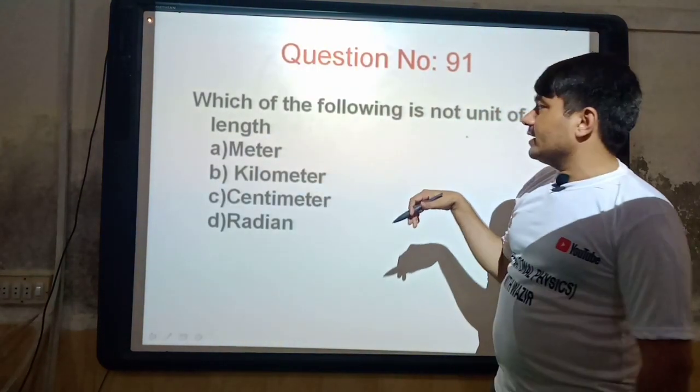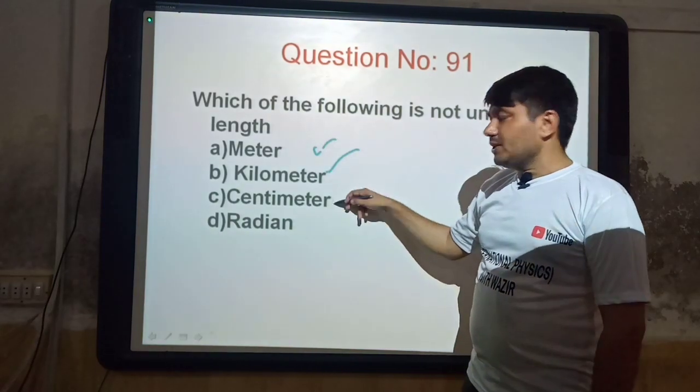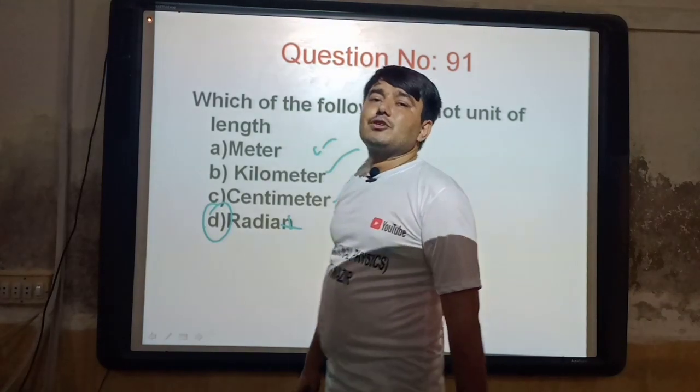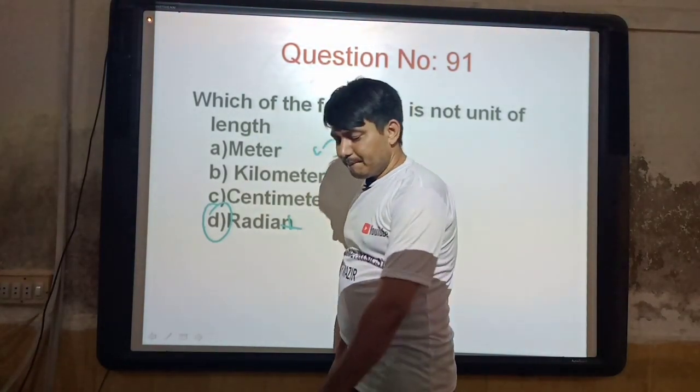Which of the following is not a unit of length? Meter, kilometer, centimeter, but radian is not a unit of length. So the correct option is D.